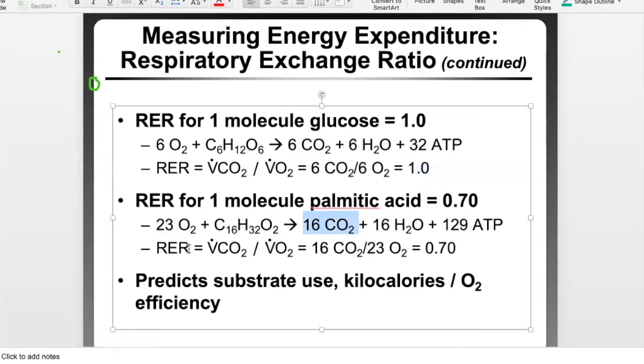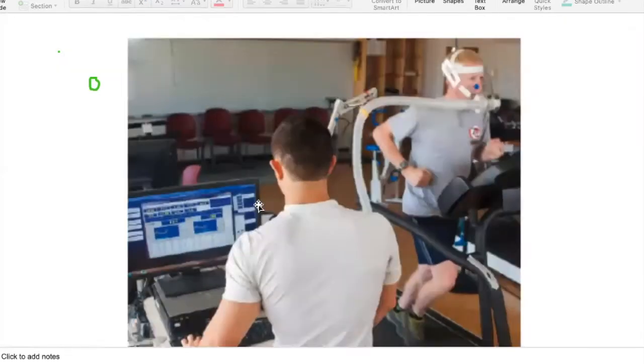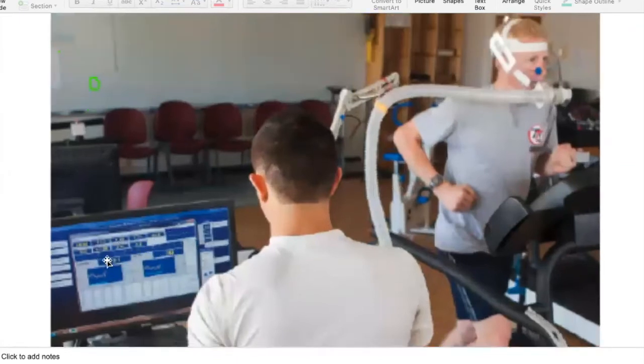So if this guy is running on the treadmill and he's got a respiratory exchange ratio, and this value says a respiratory exchange ratio of 1, well, that means I know he's probably using glucose as fuel. He's got to be using glucose for fuel. And if that's the case, he's definitely using oxygen to break that glucose down. Definitely. So he's definitely not into fast glycolysis.